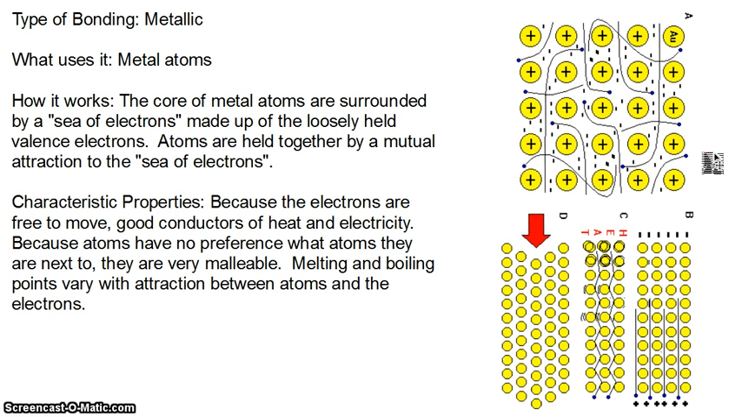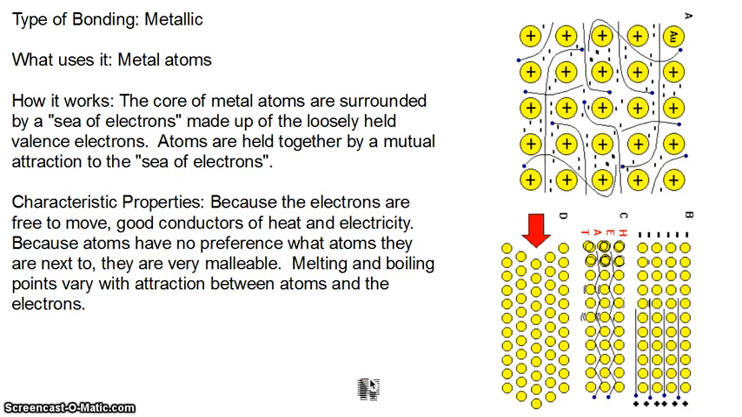The first type of bonding that I want to talk about is metallic, which, as the name implies, is used between metal atoms. It works because the cores of the metal atoms do not hold on to their valence electrons very strongly. So that leads to a sea of electrons that surrounds the metal atoms. And the cores of the atoms are attracted to the sea of electrons. And that's what binds everything together.